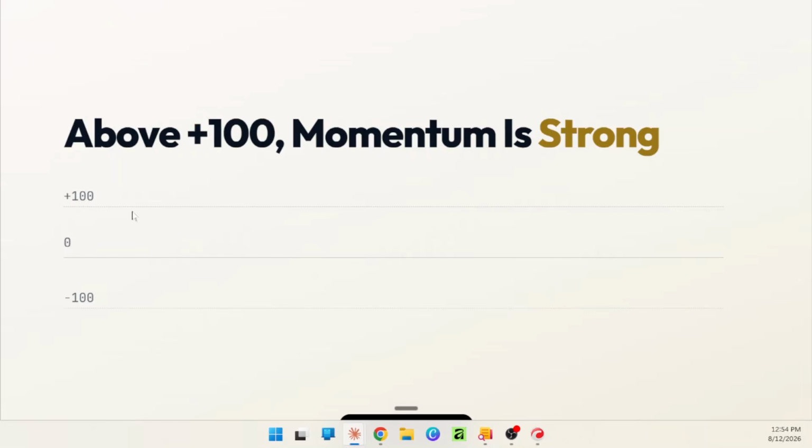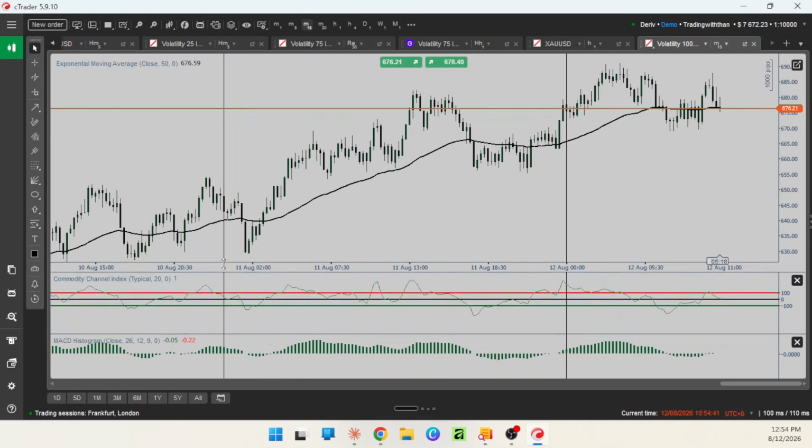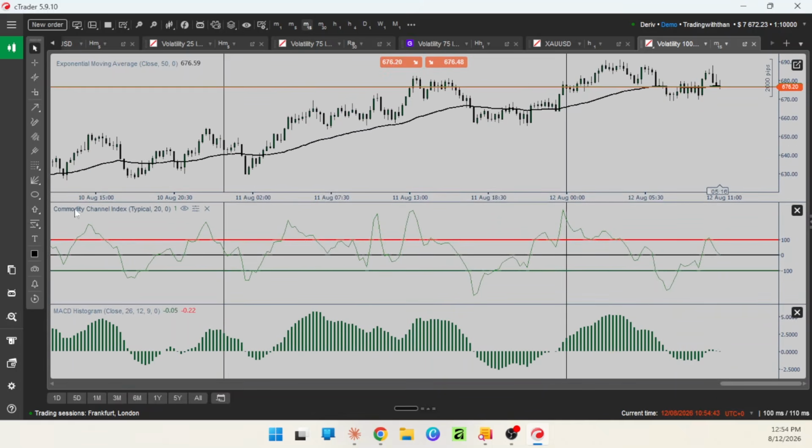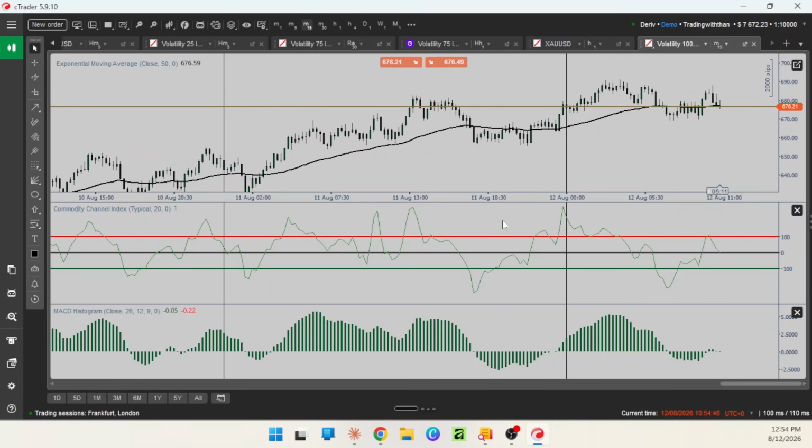So basically the way that this works is if the CCI is above level 100, then that means the market has got bigger momentum. Momentum is strong, right? And then if the market goes below minus 100, then it's weak, right? So these two are the strength edges of the CCI, right? So if you just go to your platform and then you add the CCI, commodity channel index, right here, you can see we have level plus 100 right here and the level minus 100 right here.